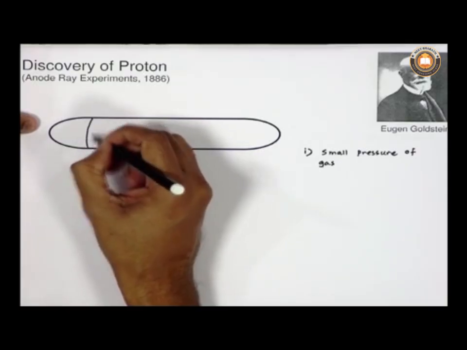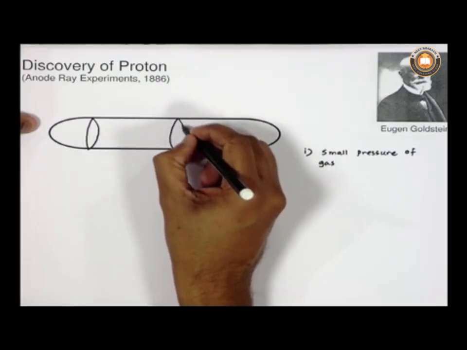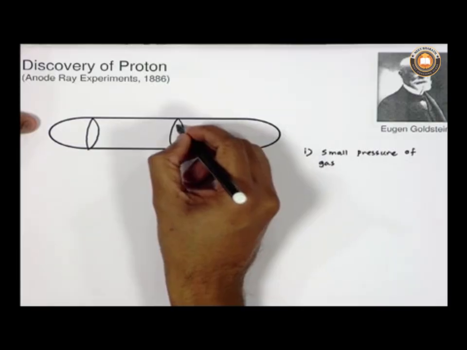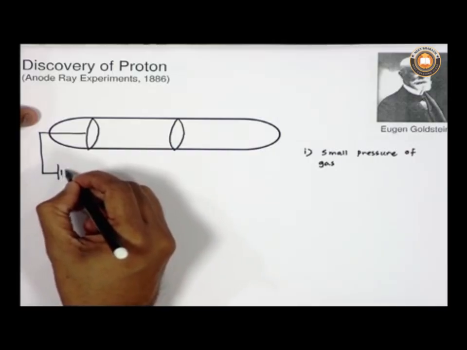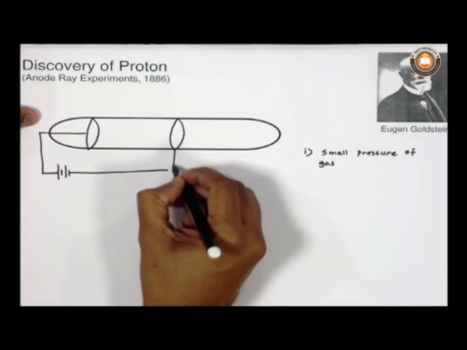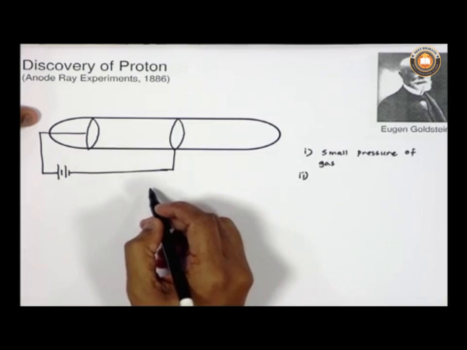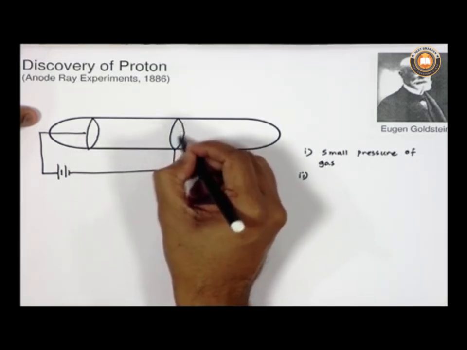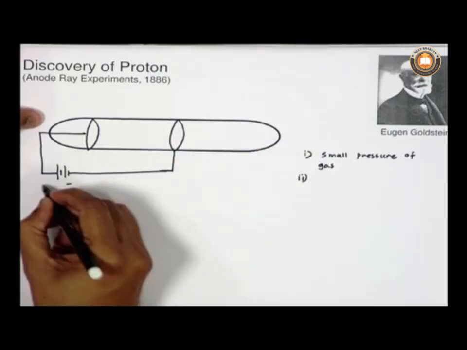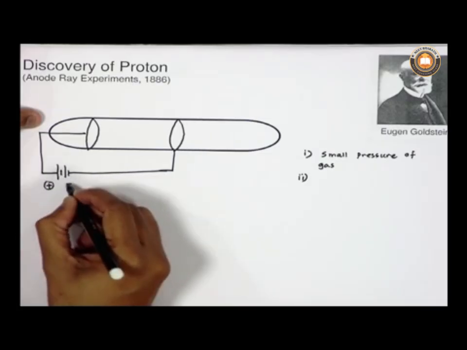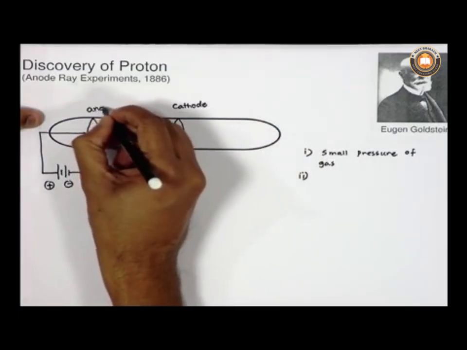And then of course, these tubes were fixed with two electrodes. The other difference was, if you remember, in the cathode ray tube we had one hole in the center of the anode. Now the way we have applied the potential difference, the polarity, is that this is my cathode, the negatively charged electrode, and this is my anode.